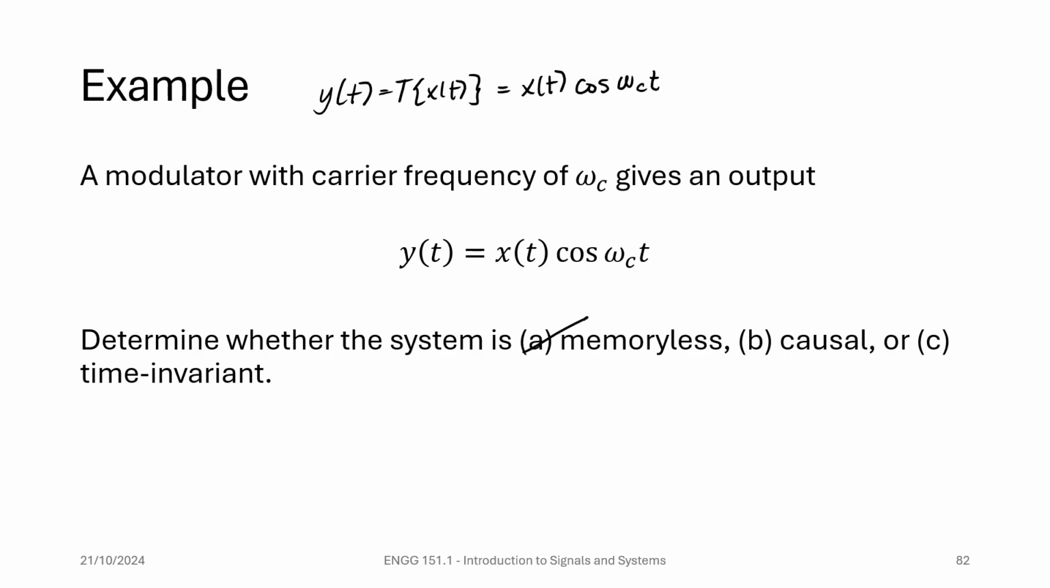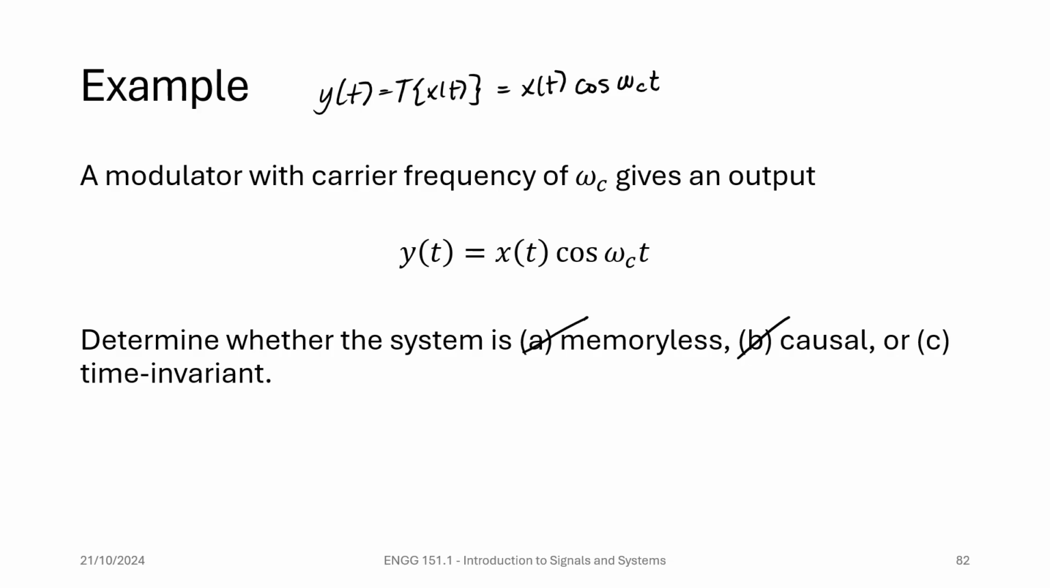Next, is the system causal? When we say causality, the output does not depend on future values of x of t. Again, we don't have any time shifting involved, so automatically this is also causal. As long as there is no future, no x of t plus something, it is called causal.